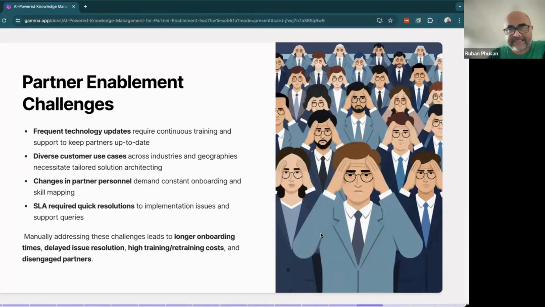And then their SLA needs require quick resolution for implementation and support queries, right? So trying to manually address those challenges causes longer onboarding time, delayed issue resolution, and their training and retraining cost was going through the roof, and then eventually it causes disengaged partners.